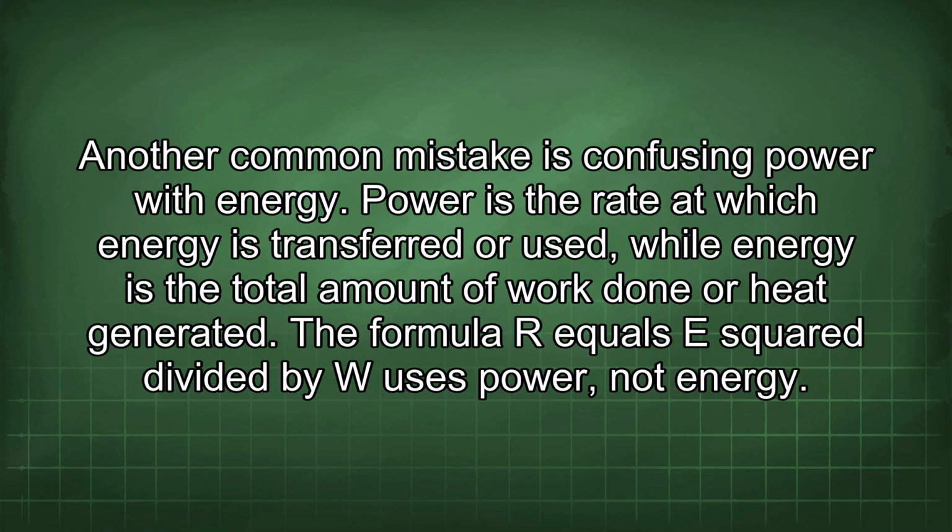Another common mistake is confusing power with energy. Power is the rate at which energy is transferred or used, while energy is the total amount of work done or heat generated. The formula R equals E squared divided by W uses power, not energy.